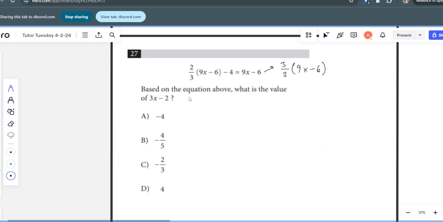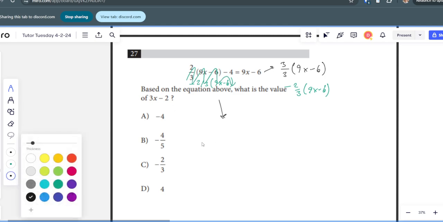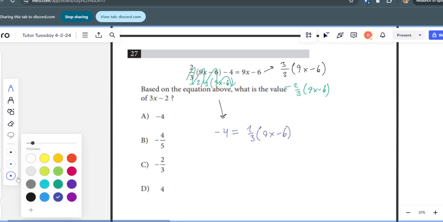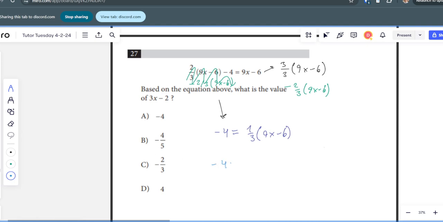9x minus 6. So if I subtract from both sides minus 2/3 of 9x minus 6, that'll cancel, and I'm left with negative 4 is equal to 1/3 of 9x minus 6. Well, what's 1/3 of 9x minus 6? When I distribute that in there, it's going to be negative 4 is equal to 3x minus 2.